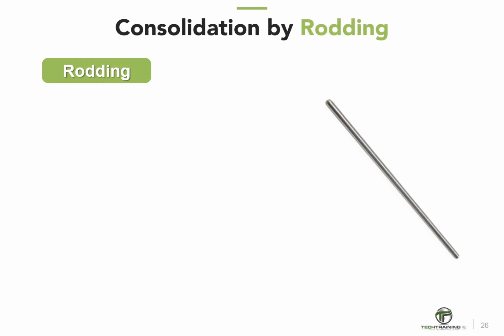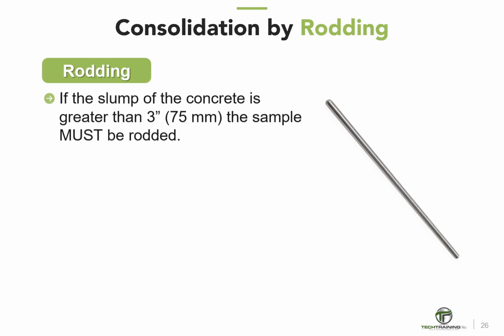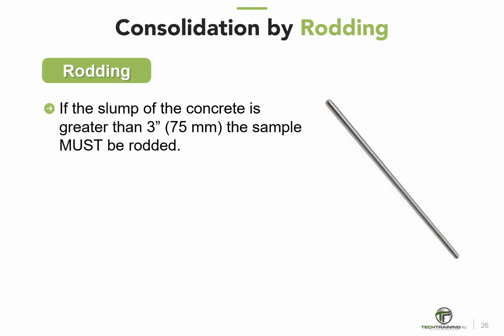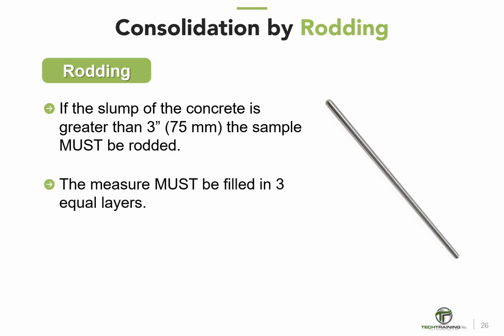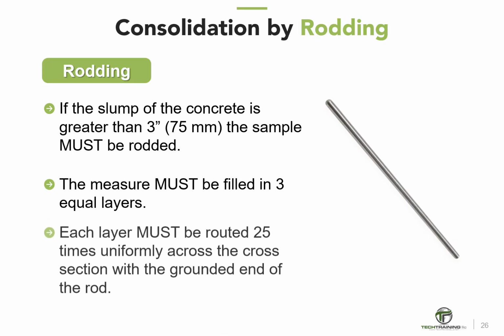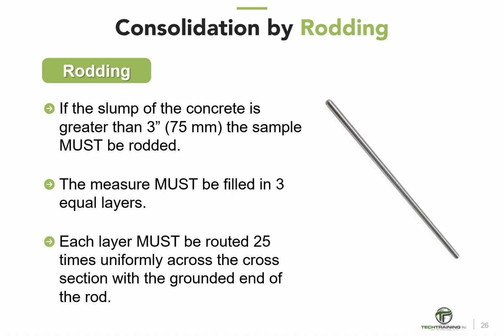Base the selection of the method of consolidation on the slump. If the slump of the concrete is greater than 3 inches, or 75 millimeters, the concrete must be rodded. When rodding, the measure must be filled in 3 equal layers and rodded 25 times uniformly across the cross-section of concrete with the rounded end of the rod.